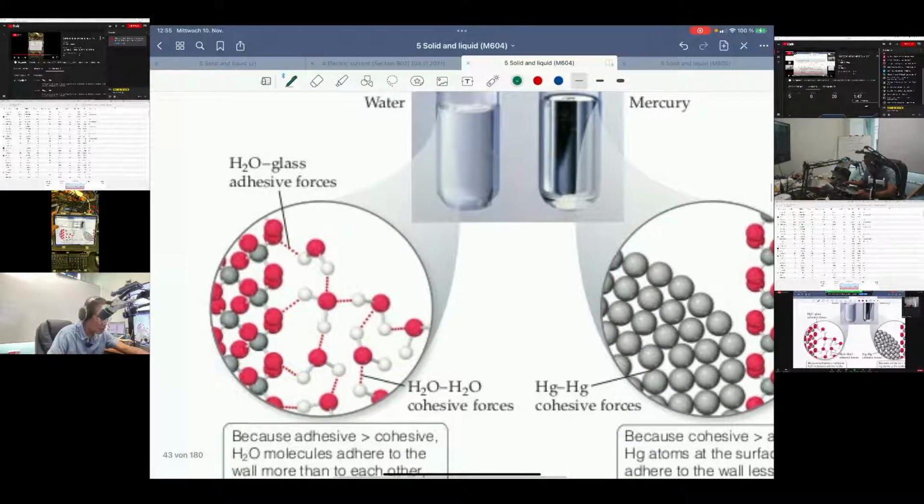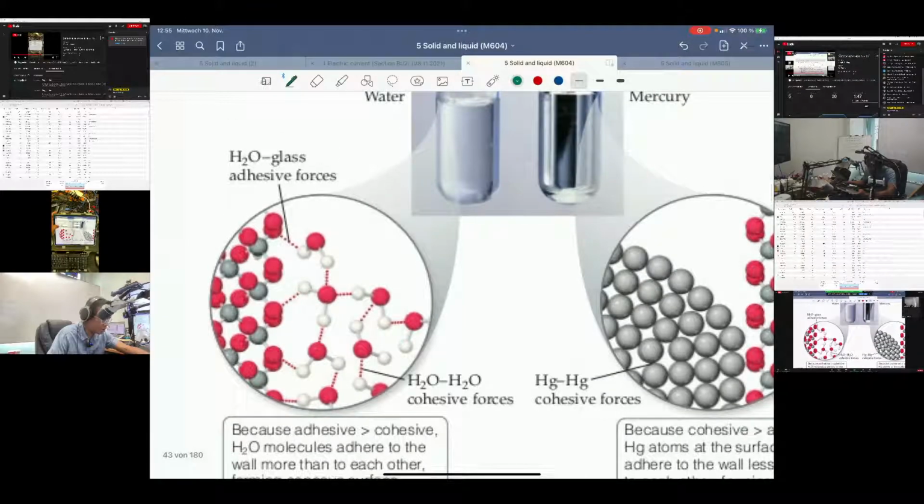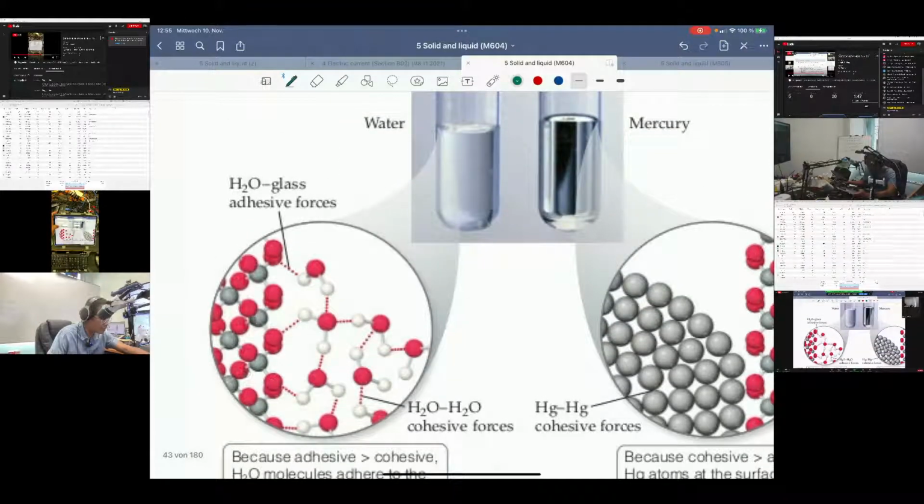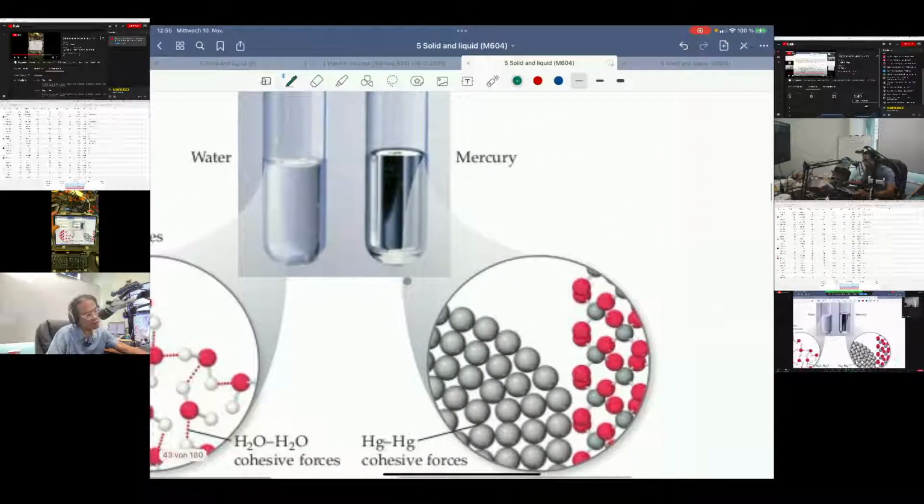Okay, and in this scenario, the adhesive force, the attractive force between glass and water, is greater than the cohesive force, the attractive force among several H2O molecules. So because this force is stronger than the force among water, it tries to bring the water around the capillary tube up. And that's the reason. Okay, let's move to the right one.